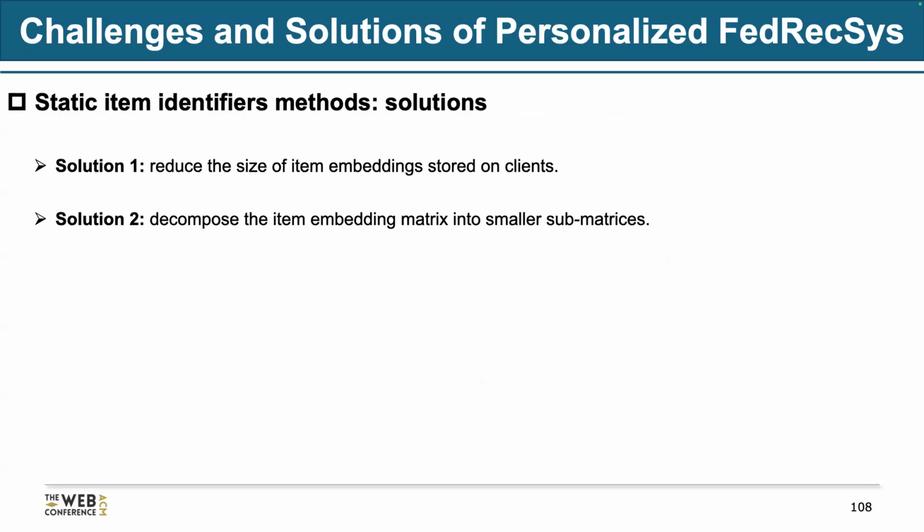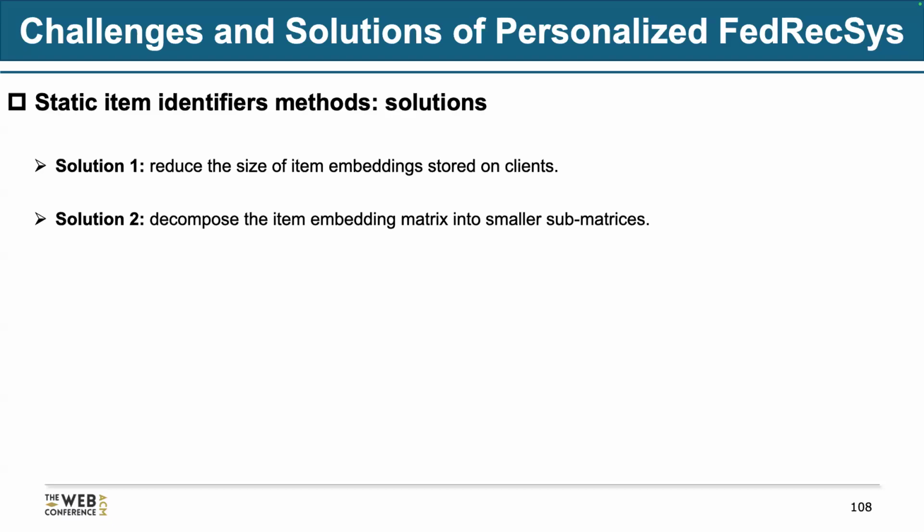To tackle memory and communication issues in FedRecSys due to large item catalogs, a viable strategy is reducing the size of item embeddings stored on the clients. Instead of keeping the entire item embedding set, clients can store only embeddings of items they have interacted with. This cuts local memory needs, as the client-side item embedding set is much smaller than the full catalog.